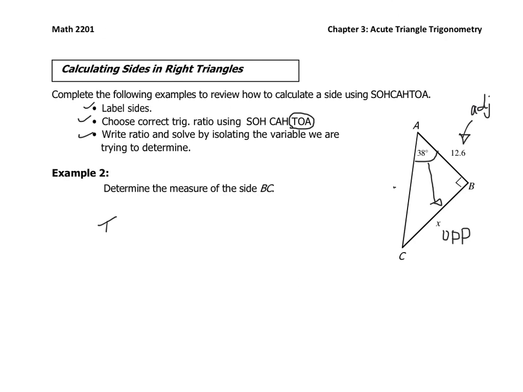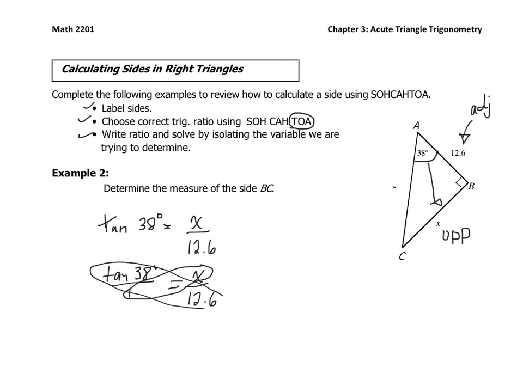So tan of 38 degrees equals opposite would be x over adjacent, which would be 12.6. And normally when we're looking for the side, we have to isolate the variable. So we can either multiply both sides by 12.6 here, or most students like to put this over 1 and then cross multiply. So you end up with x times 1 equals 12.6 times the tan of 38.